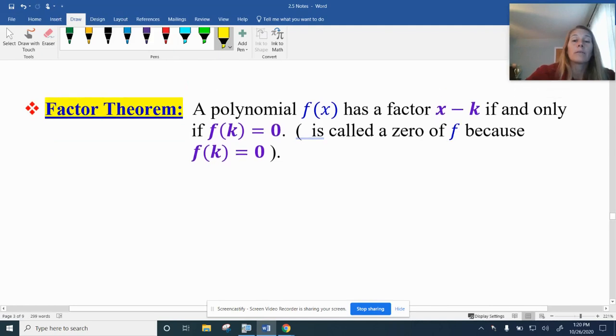So the factor theorem says that a polynomial has a factor x minus some number k if and only if, when you substitute that number in, you get 0. And it's called a 0 because f of k would equal 0. So you're substituting in that number, getting 0, so the function of that number would equal 0.